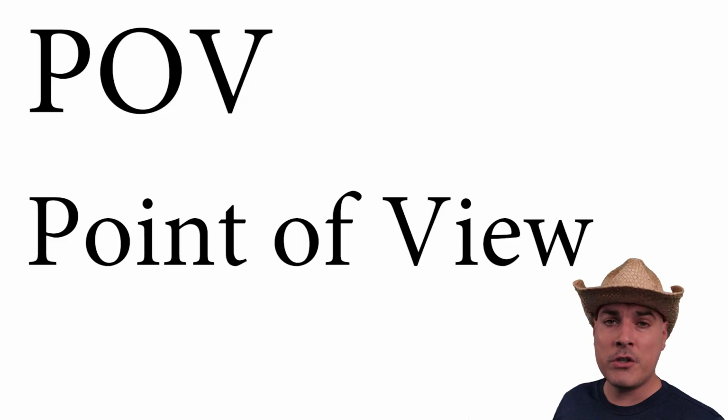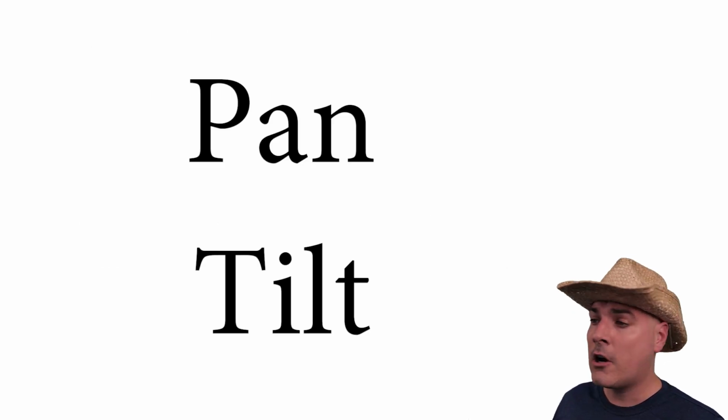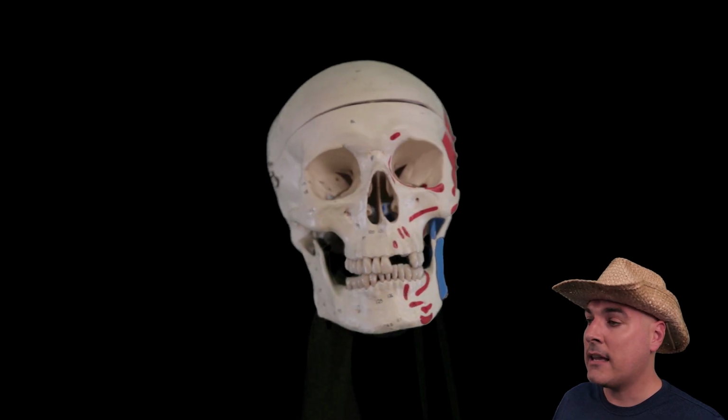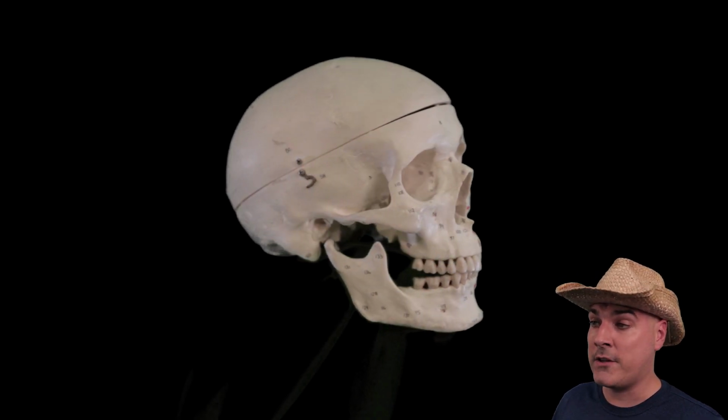Other than the point of view shot, the pan and the tilt are the only camera shots that imitate the natural movements of the human head, allowing for a human connection with the shot.